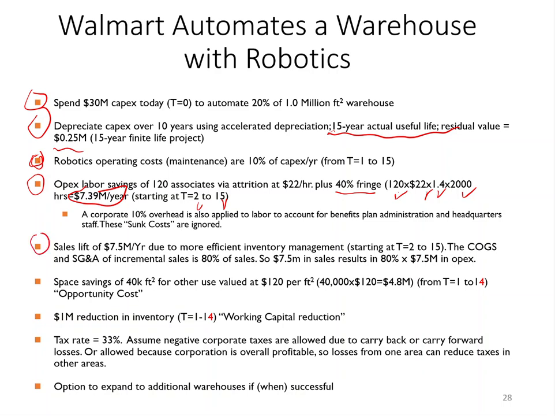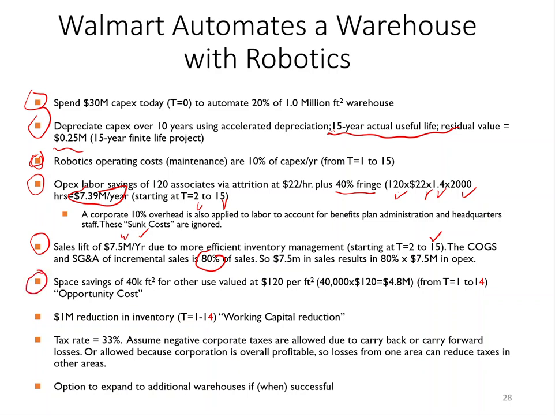There's going to be sales lift. In other words, this new inventory system is going to get the right products on the shelf at the right time. That's going to lift sales by $7.5 million per year, starting year 2 to year 15. However, that $7.5 million is not profit or cash flow. That's just the revenue value. We're going to assume that 80% of that $7.5 million is COGS, cost of goods sold. So you're only effectively able to keep 20% of that as profits.